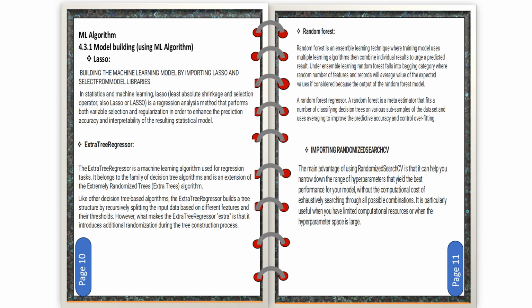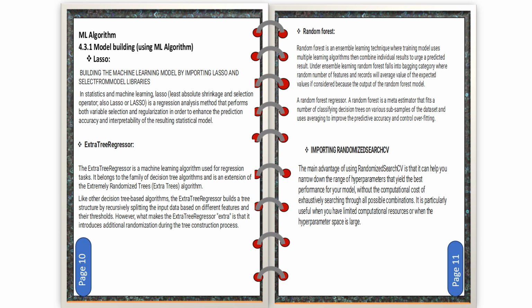Next one is random forest. Random forest is an ensemble learning technique where the training model uses multiple learning algorithms that combine individual results to get a predicted result. A random forest regressor is a meta-estimator that fits a number of decision trees on various subsamples of the dataset and uses averaging to improve the predictive accuracy and control overfitting.